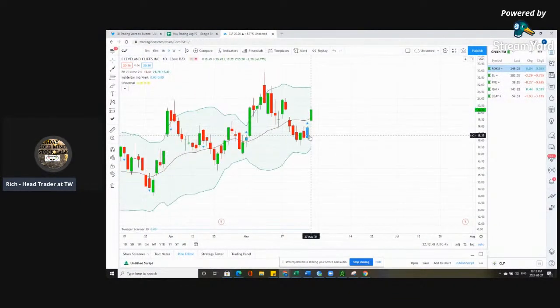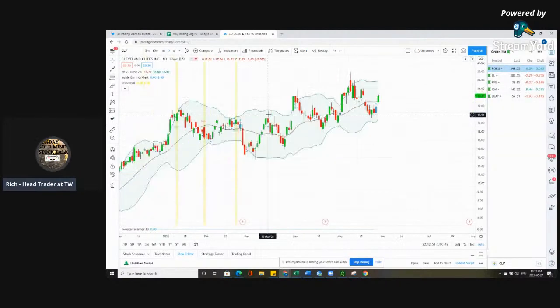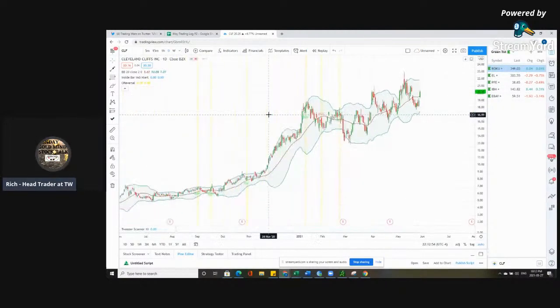Beautiful inside day, the previous day. This was a gap and go. Beautiful. So you could have probably got into it in a day trade. Look at this one here. Beautiful inside bar up here. Take that bad boy up. Boom. So right now, this thing is close to all-time highs.